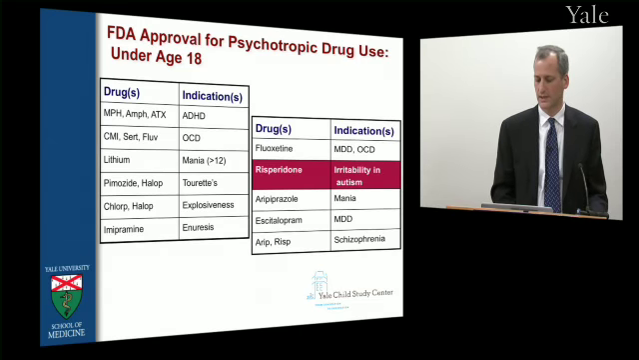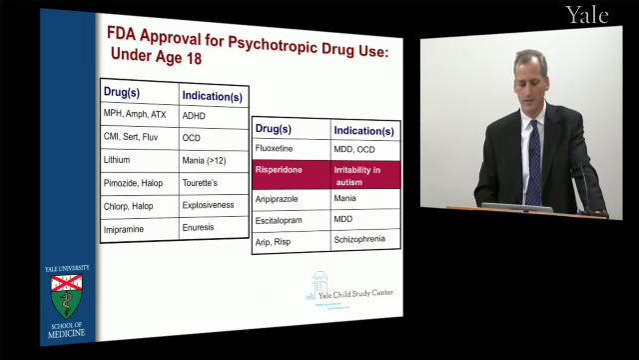For example, methylphenidate or Ritalin has been approved for its use in attention deficit disorder. There's a range of antidepressants that have been approved for use in obsessive compulsive disorder, lithium in mania, some antipsychotics for Tourette's syndrome, haloperidol for explosiveness, imipramine for enuresis. And the list is not much longer than this.